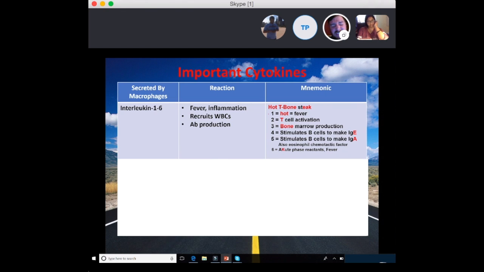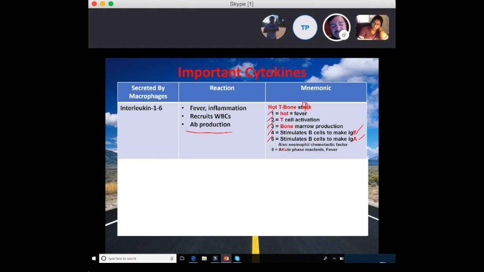The hot refers to IL-1, which causes fever. The T in T-bone is for IL-2, because IL-2 is responsible for T-cell activation. 3 is the bone, because it stimulates bone marrow production. And then the E and the A are for 4 and 5 respectively, because they stimulate B cells to create class switching of antibodies to IgE for IL-4 and IgA for IL-5.